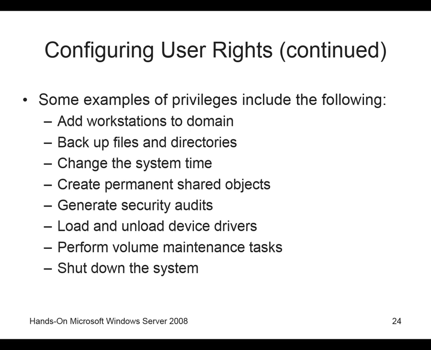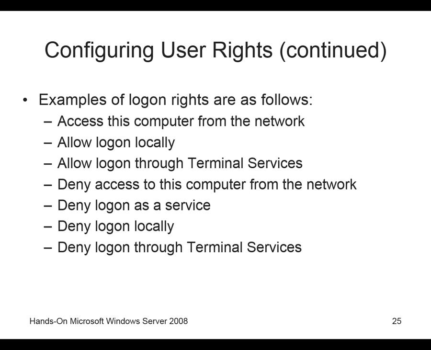Some extended privileges you can get are to add workstations to the domain, back up files and directories, change the system time, create permanent shared objects. There's a lot of things you could give users rights to do. Do you want to? Examples of logon rights are as follows. Access the computer from the network, allow log on locally. That is a huge deal. Because once you add a domain controller, if you put yourself in the remote web group, you lose your permissions to log in locally as an administrator.